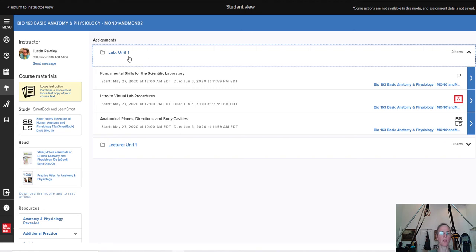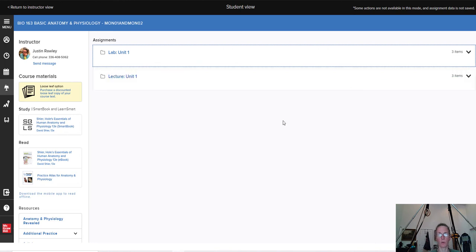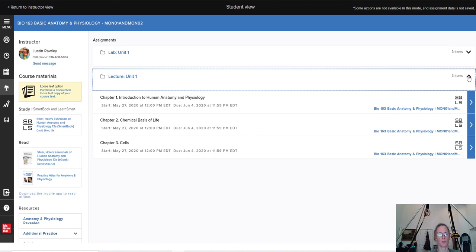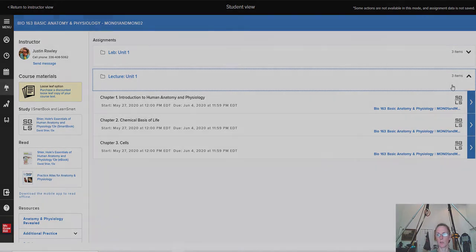So Lab Unit 1 will contain things that are referenced by Lab Unit 1 in the Moodle shell. Lecture Unit 1 will contain things that are referenced by Lecture Unit 1 in the Moodle shell. So where it says graded Connect module in the Moodle shell, this is where you find them. So for example, let's have a look at one of them.